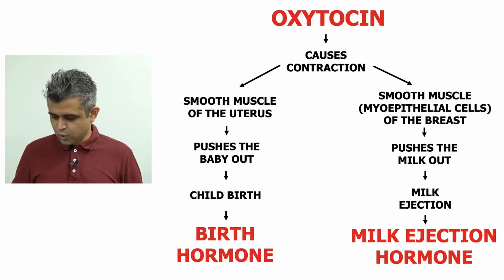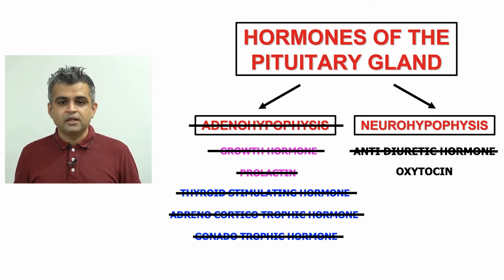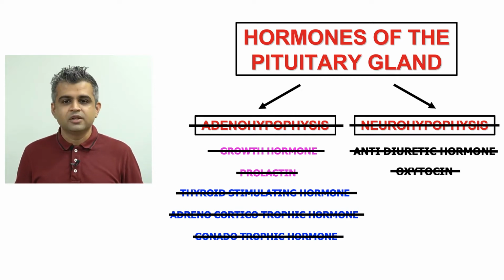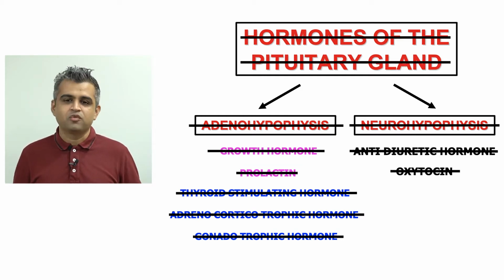So with this, dear students, we finally finish off oxytocin, and that finishes off hormones of the neurohypophysis, and with that we finally finish off hormones of the pituitary gland. So we have finished off the pituitary gland, the hypothalamus, and the adrenal gland. In the next lecture, we will be starting with a new endocrine gland.